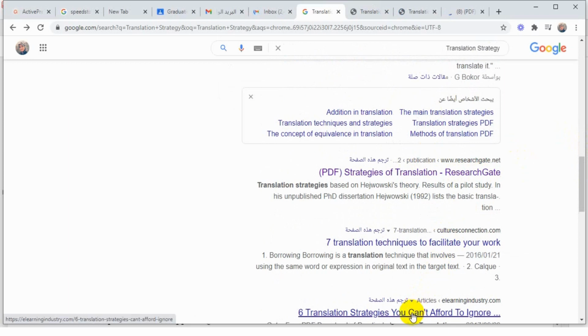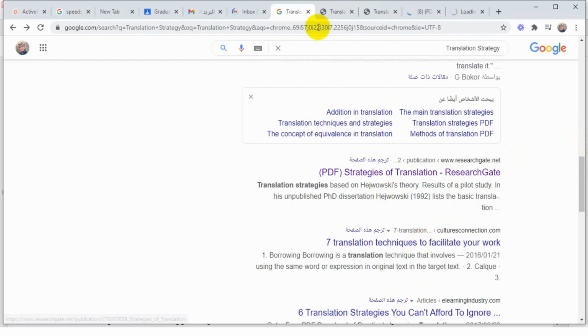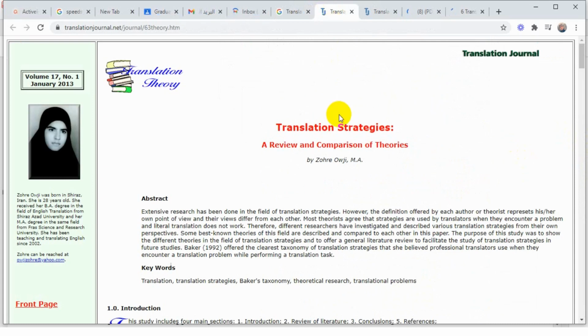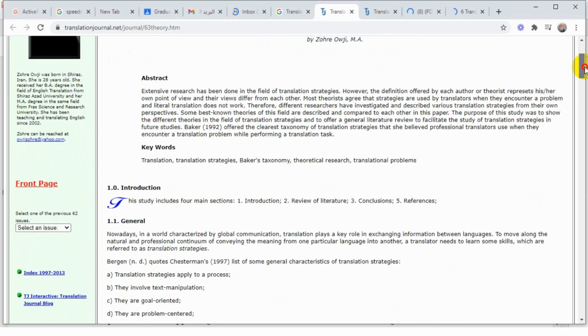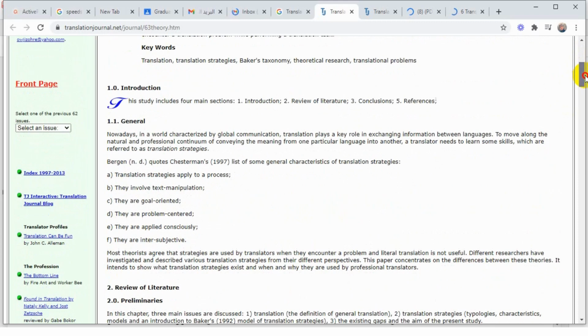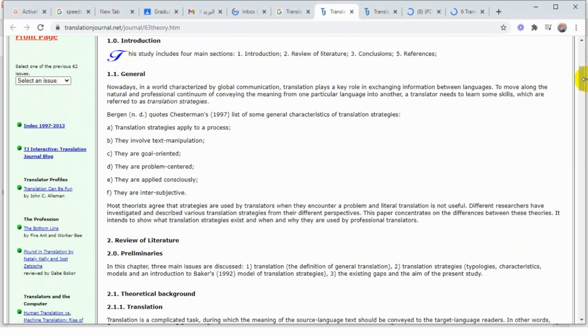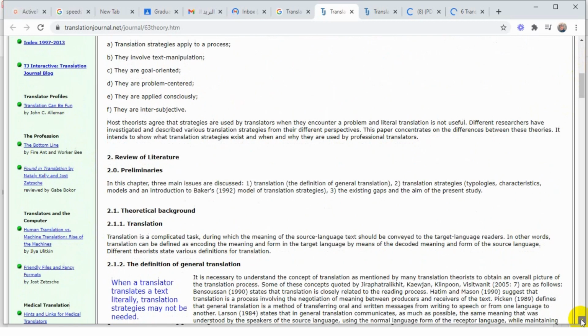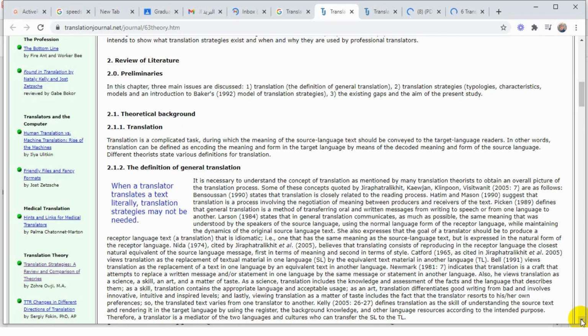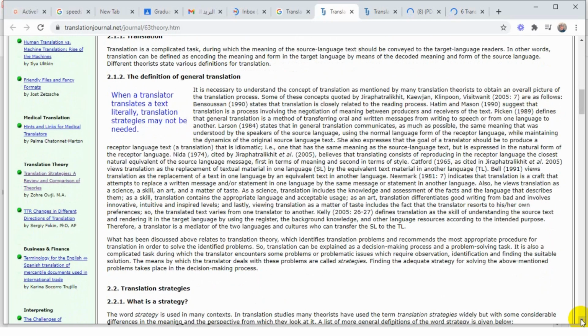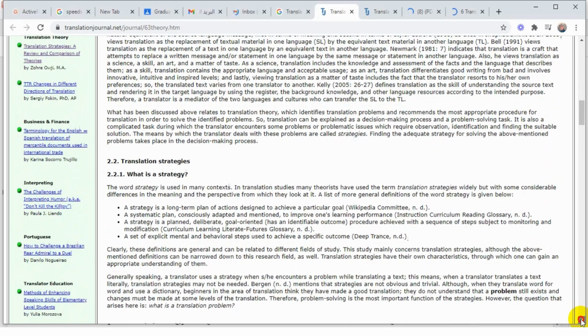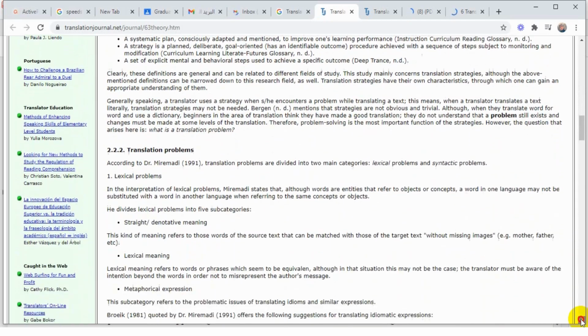Let us go through them. Here we have translation strategies. Look at this one, starting with abstract and keywords, then introduction. Within the introduction, general things, and a review of literature. From this review of literature, you can get an insight into how you can write about translation: the definition of translation in general, translation strategies, what a strategy is, etc.